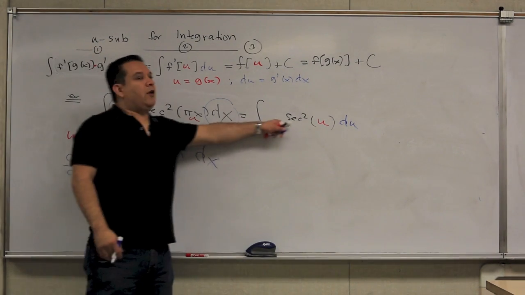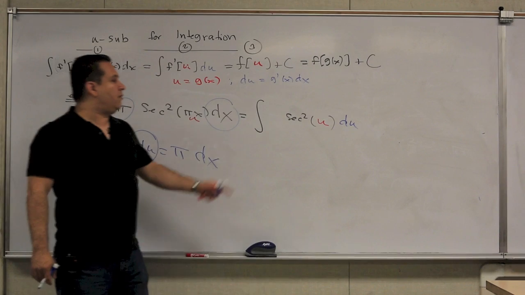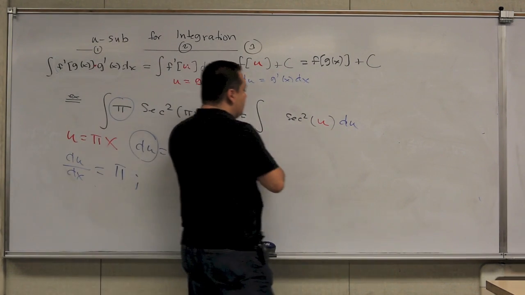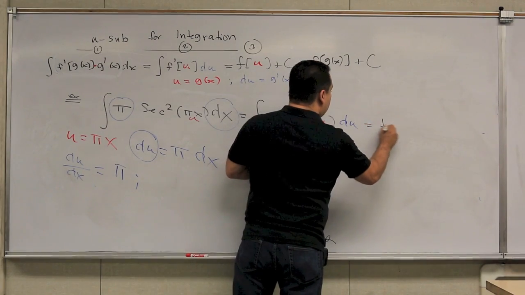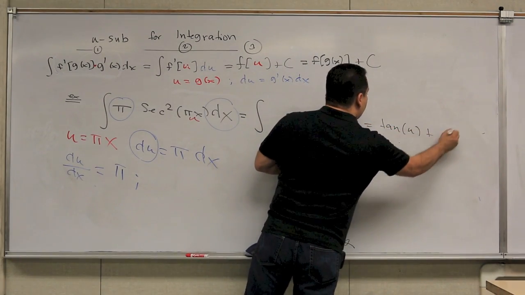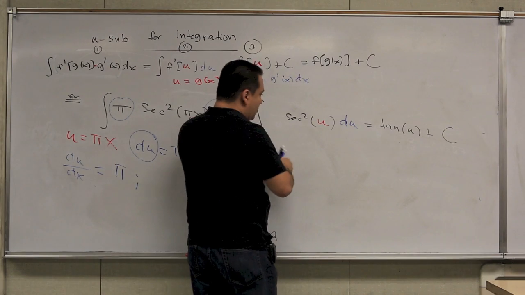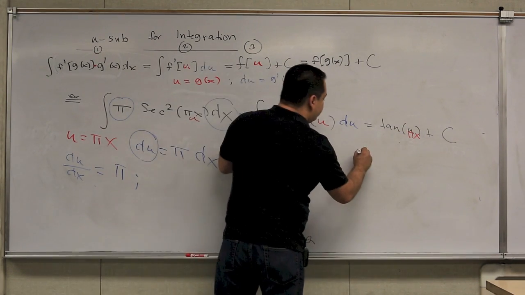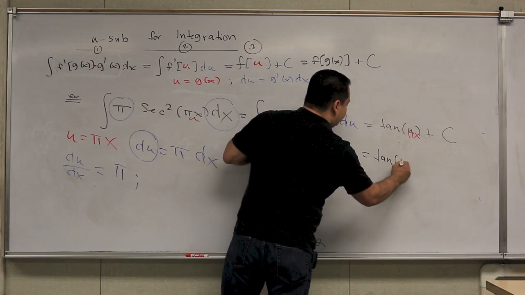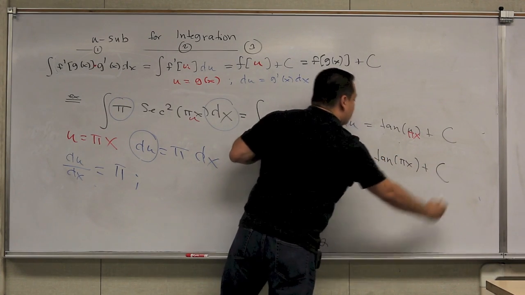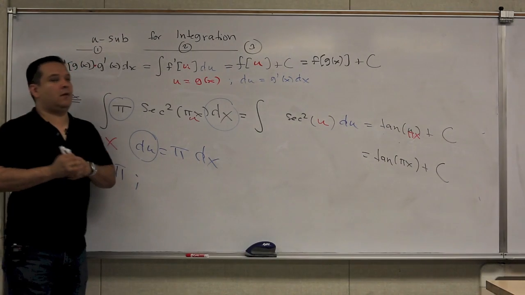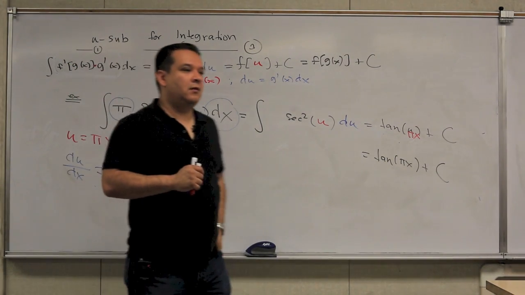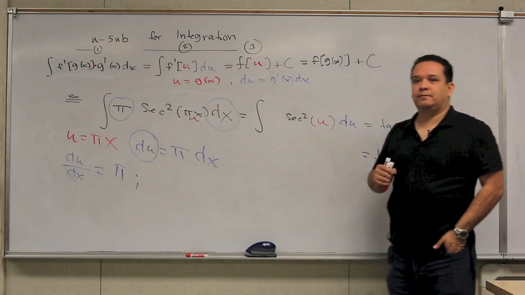So I'm going to integrate secant squared u du. What happens now? What's the integral of secant squared? Is that tangent? So this becomes tangent u, plus your c. What is u going to be again? Pi x. So your final answer is going to be tangent what? Pi x plus c. And you're done.